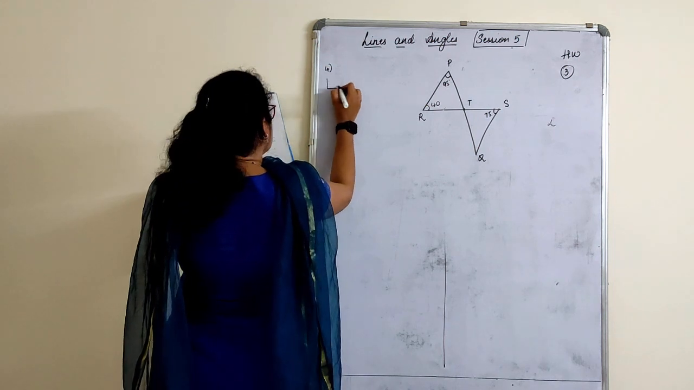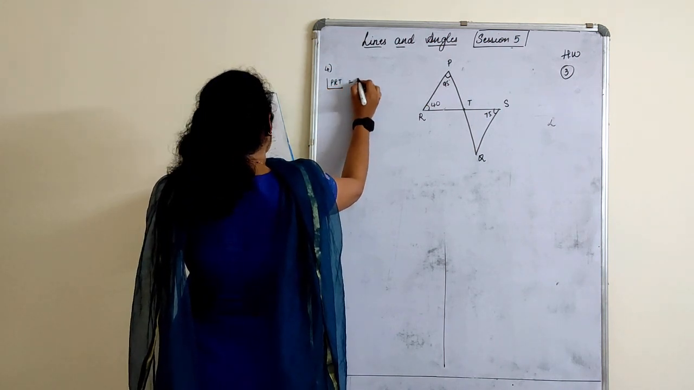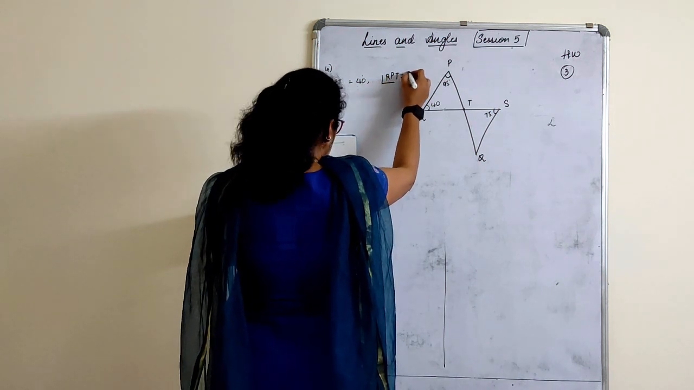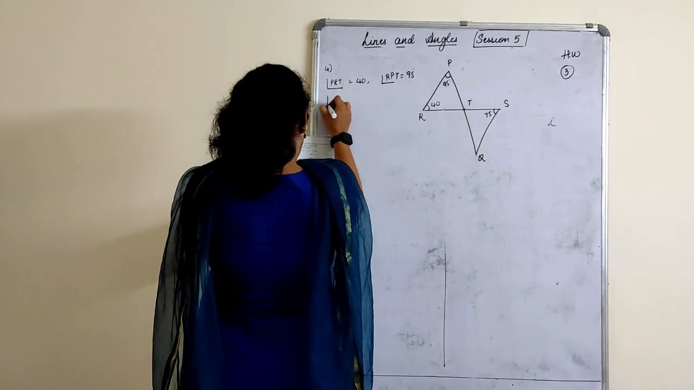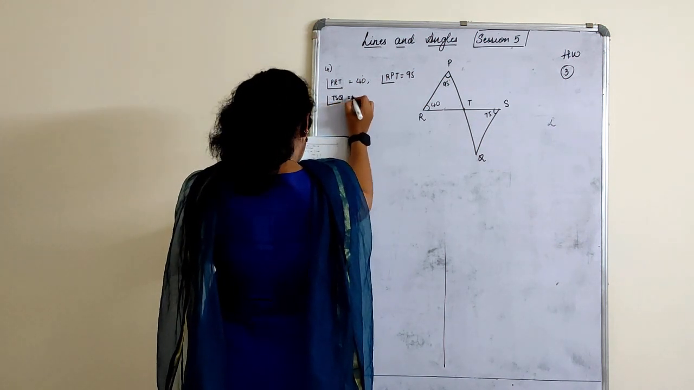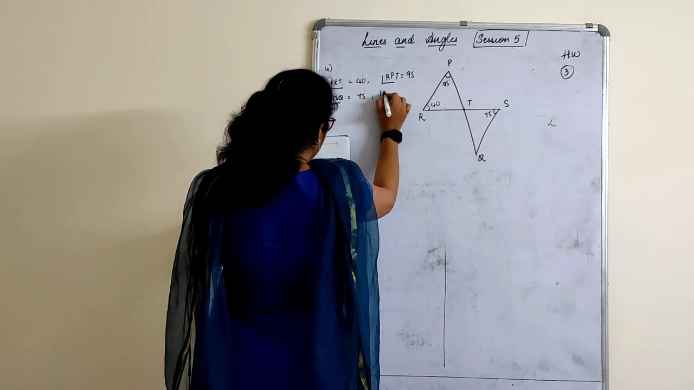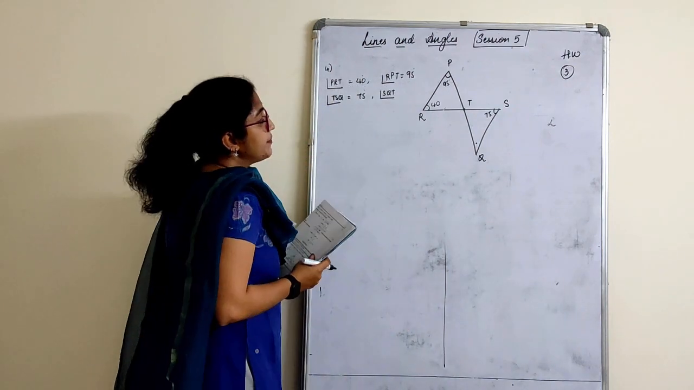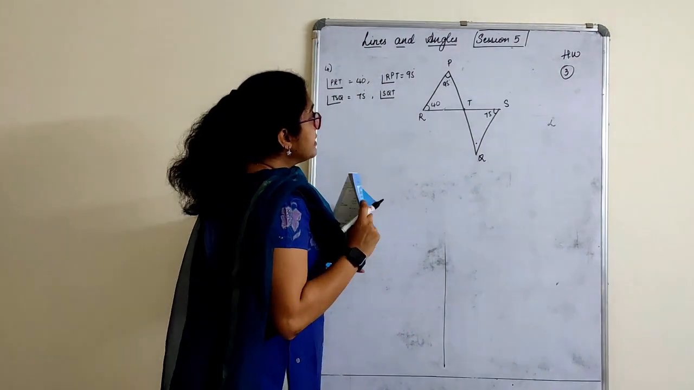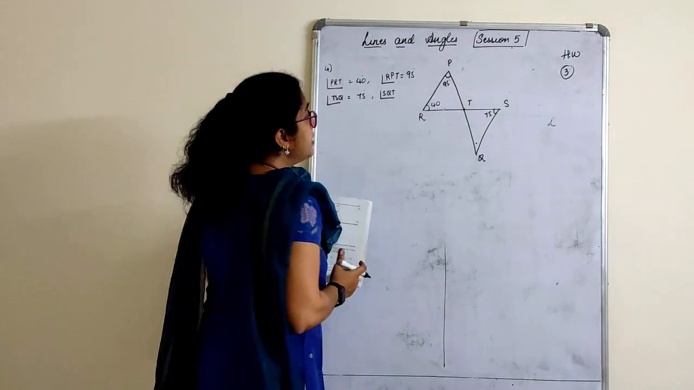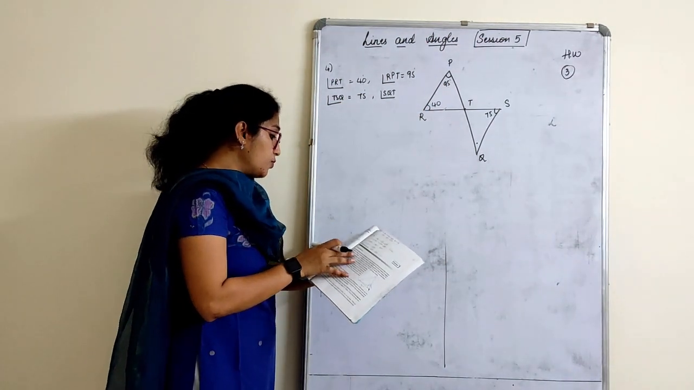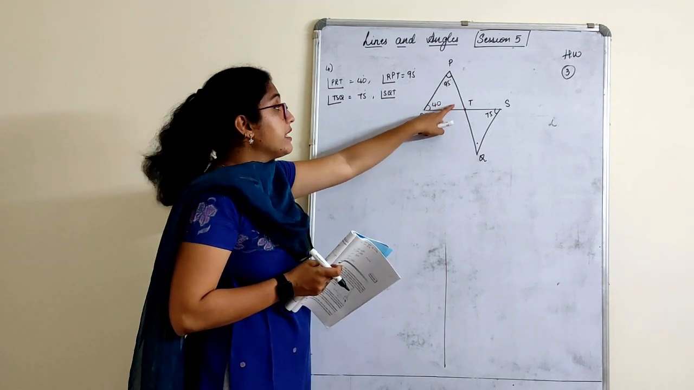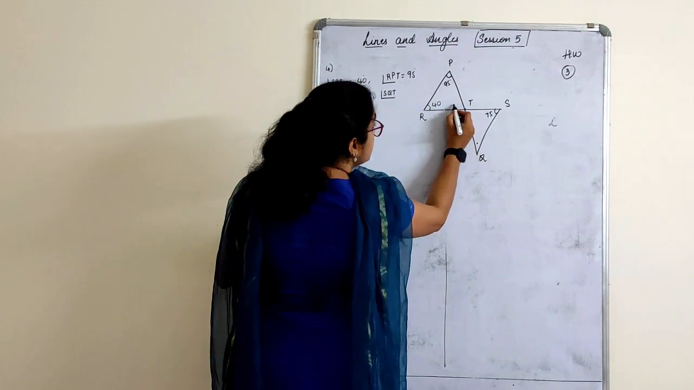Fourth one, angle PRT is equal to 40, angle RPT is equal to 95, and angle TSQ is equal to 75. Find SQT. This is what we have to find. So what we will first do here is 95 plus 40 plus the angle we have to find. So 95 plus 40 plus what will give you 180? 45. So this is also 45.